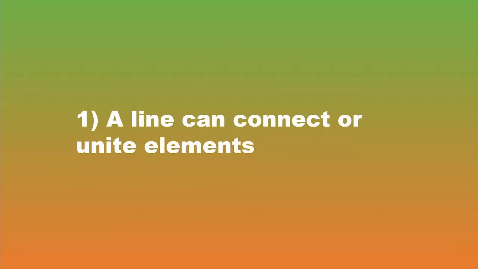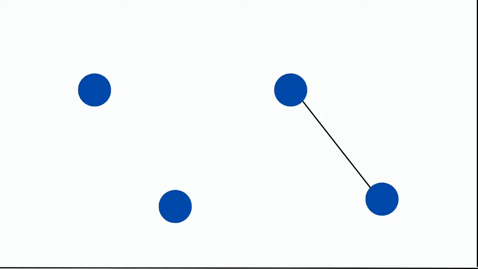Let's discuss some of the characteristics of a line. A line can connect or unite elements. This connection can be visible or invisible. Confused? Let me explain this with an example. When we place two dots on a page, they seem to have a connection and we tend to subconsciously imagine a line between them regardless of it being present or not.